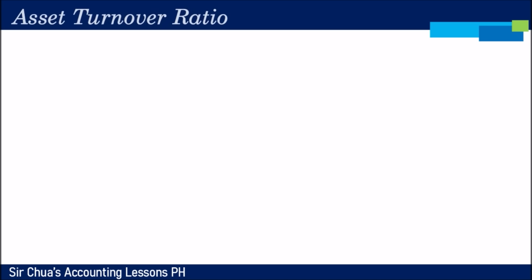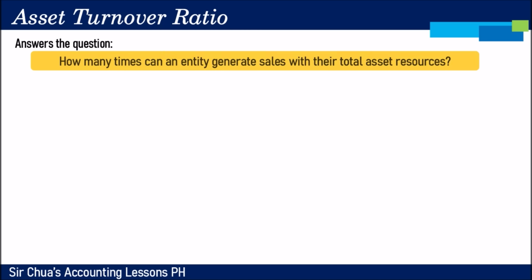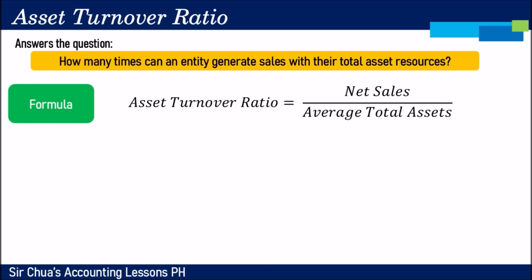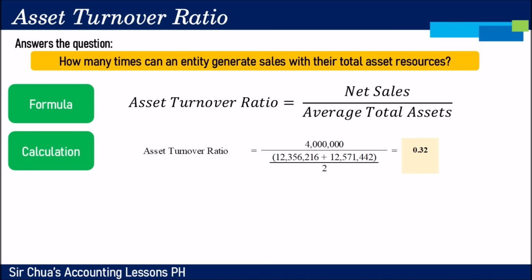You'll understand it better when we discuss it one by one, and let's start with asset turnover ratio. In asset turnover ratio, it answers the question, how many times can an entity generate sales with the total asset resources? Ang atin po kasing perspective dito is yung mga resources natin, sana nakaka-generate ng sales. Ang tanong, how many times can an entity generate sales sa paggamit natin ng resources? Okay? So, going back again to the formula, that's net sales over average total assets.